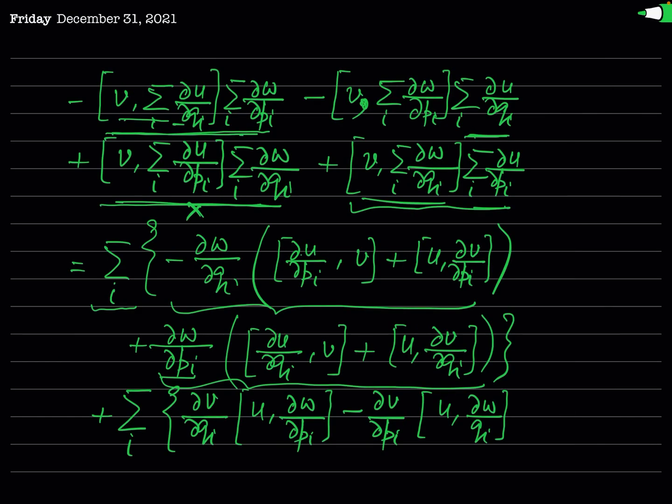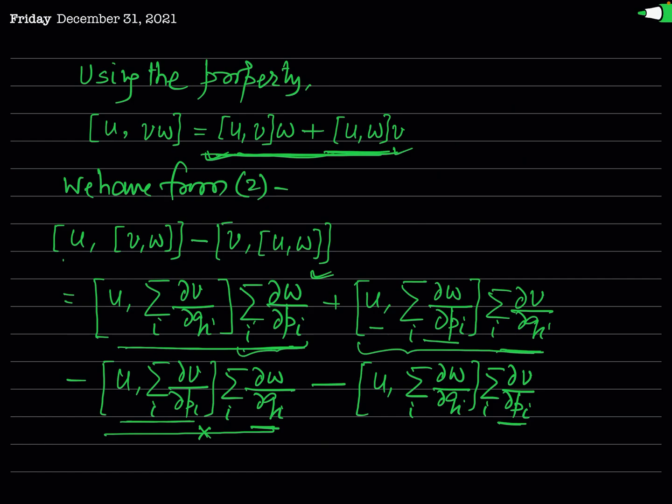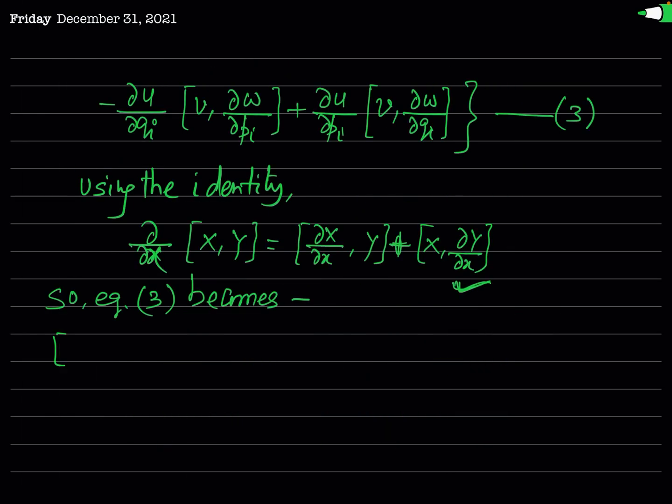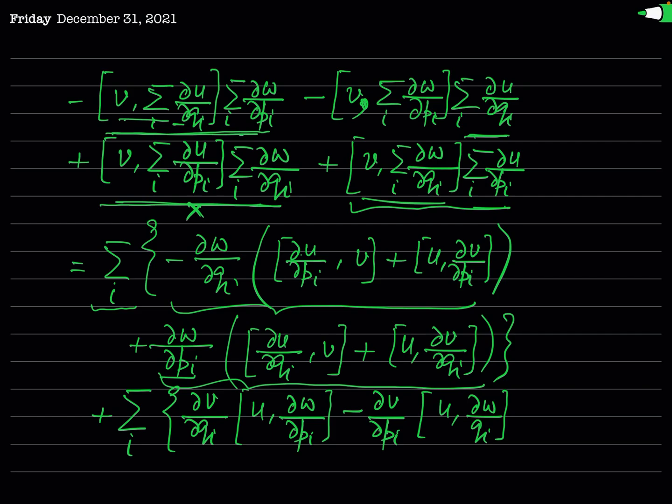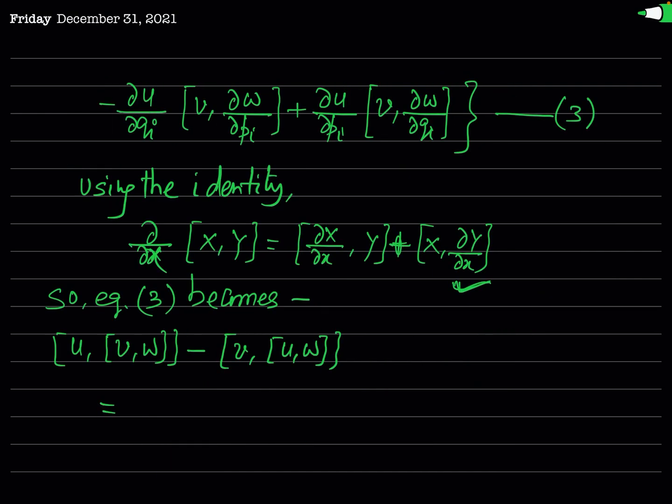First of all, we will write the expression in the LHS of this equation. This will be Poisson bracket of U with Poisson bracket of V and W, and minus Poisson bracket of V with Poisson bracket of U and W. And this will be equal to, as I have told you, by the use of that property, you can write the expression for this term.